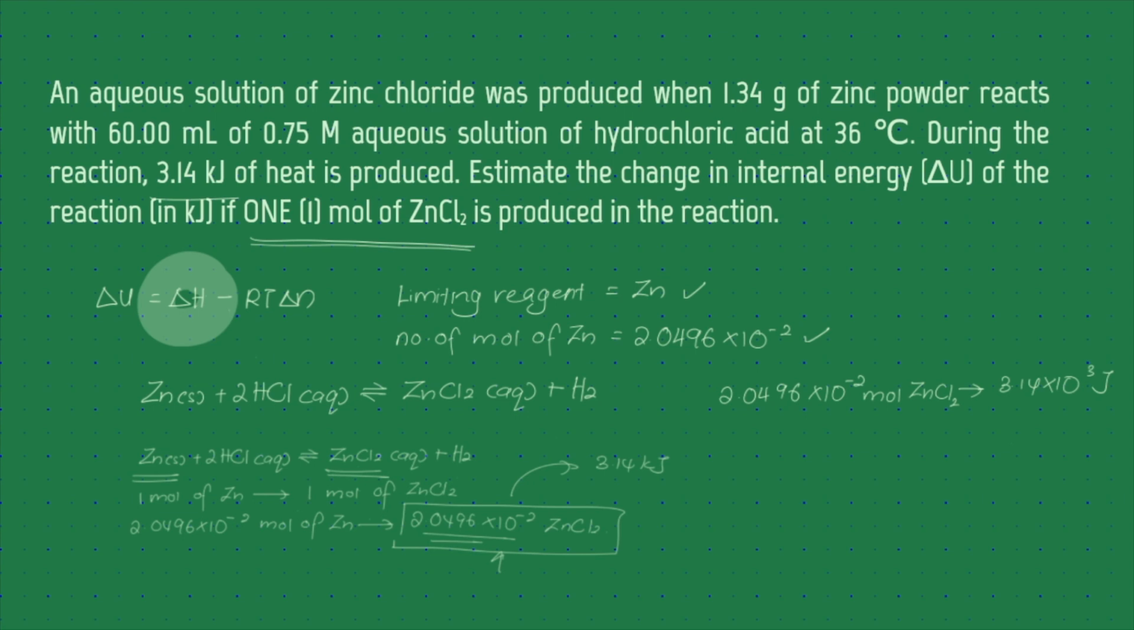But in the question, you were asked to calculate for just 1 mole of zinc chloride. So it means that 3.14 times 10 to the power of 3 divided by 2.0496 times 10 to the power of negative 2. So you should get 1.5320 times 10 to the power of 5 joule of heat for 1 mole of zinc chloride.